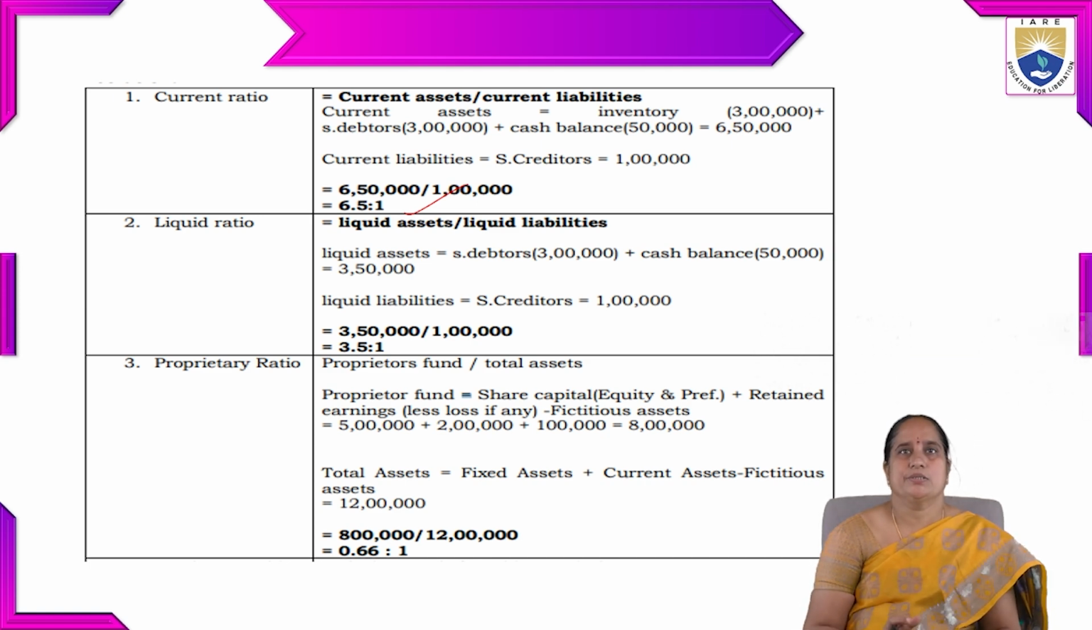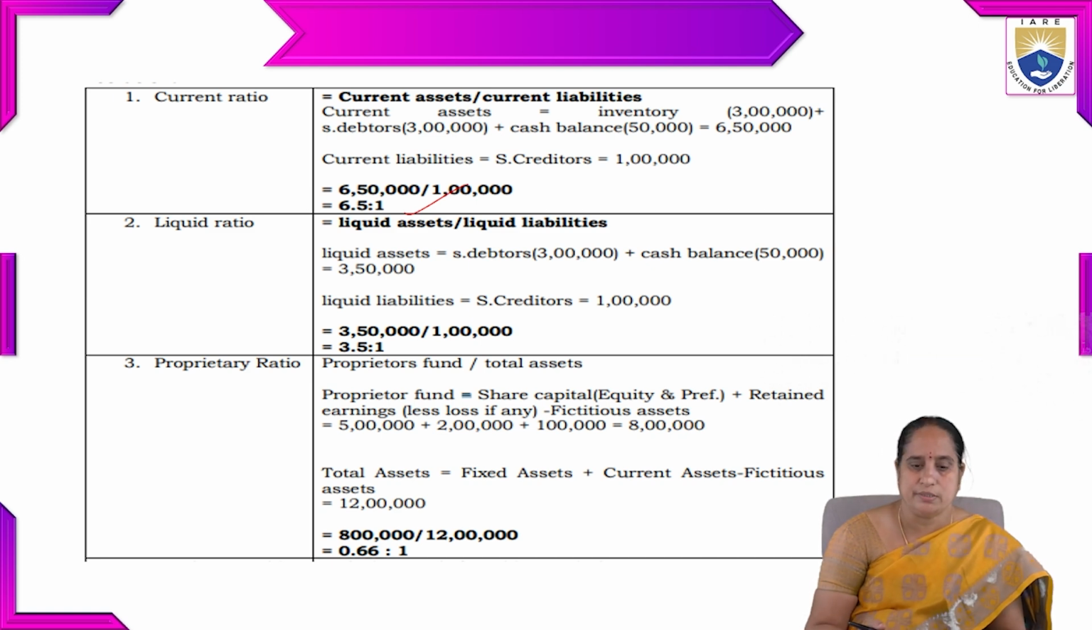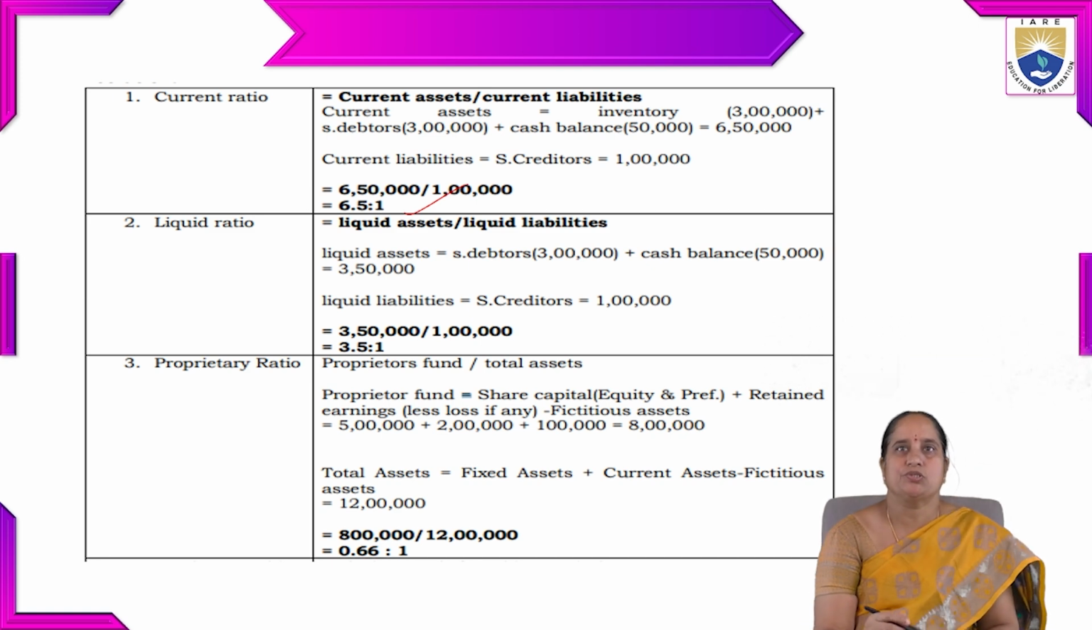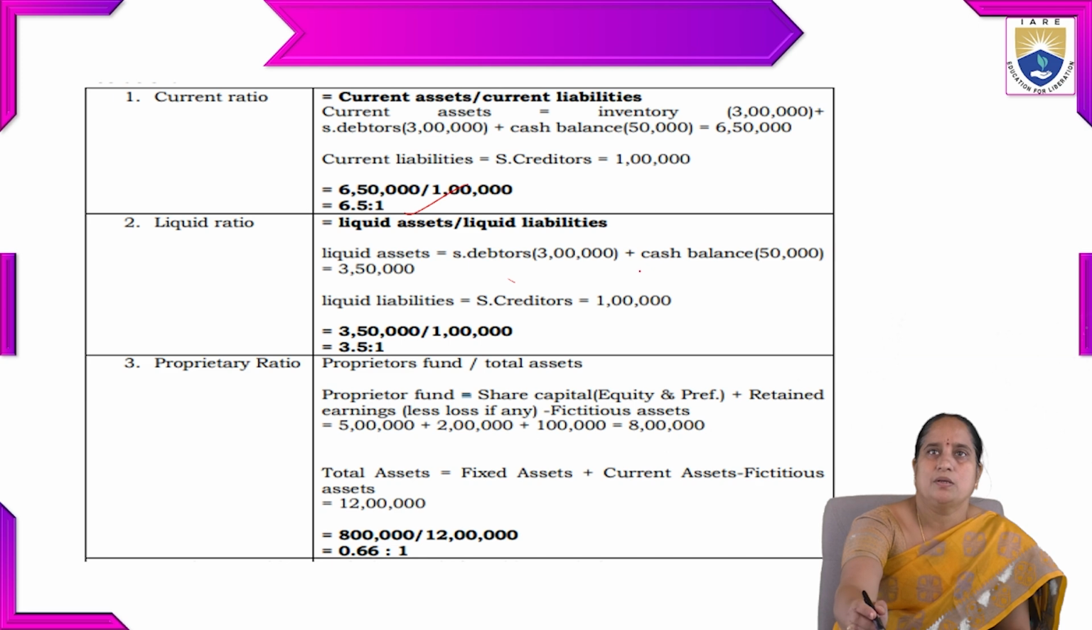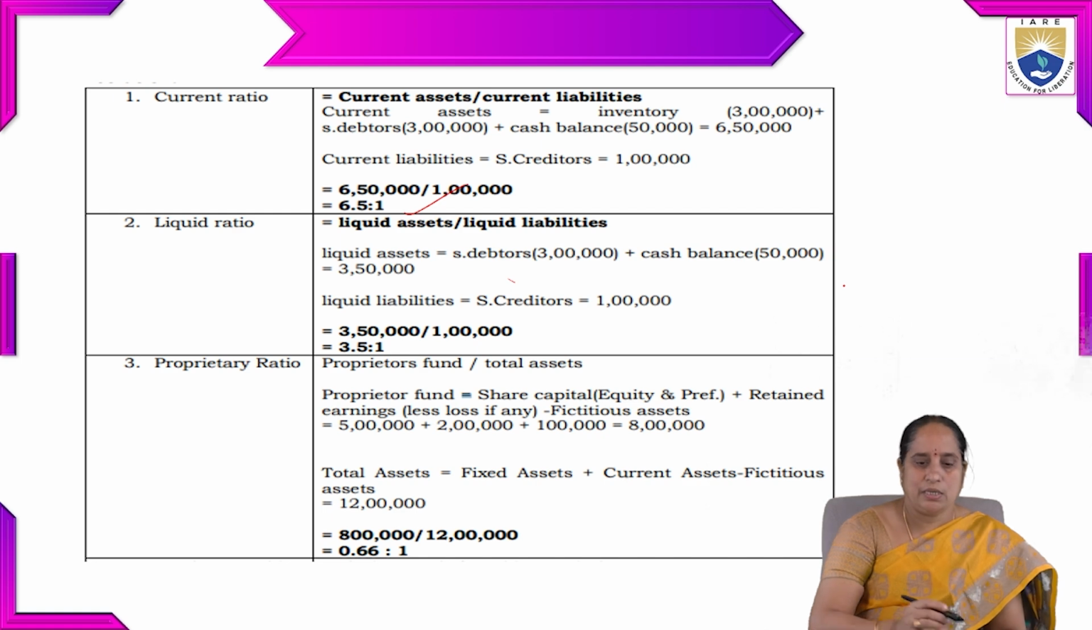And second, liquid ratio. It can be derived by the formula liquid assets divided by liquid liabilities. So liquid assets means those easily convertible into liquid form, in the form of cash. So here we have sundry debtors plus cash balance. Sundry debtors is 3 lakhs plus cash balance is 50,000. So total liquid assets are 3 lakh 50,000.